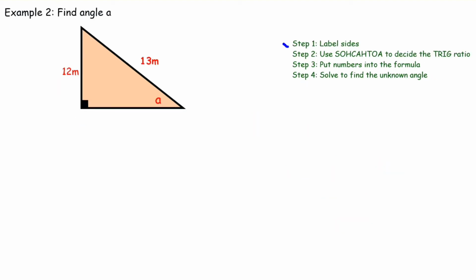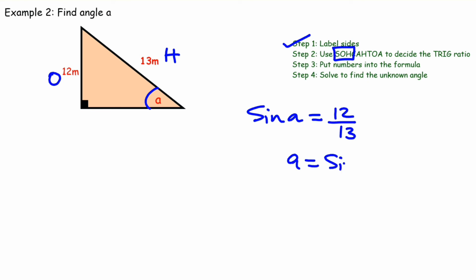Okay, let's carry on. Step one, label the sides. So reference angle is there, opposite, hypotenuse, which means we are going to use which trig ratio? We are going to use sine. So we have sine A is equal to 12 over 13, which means A is equal to inverse of sine of 12 over 13.